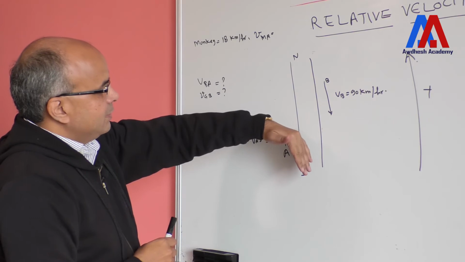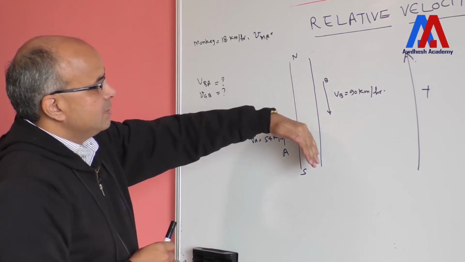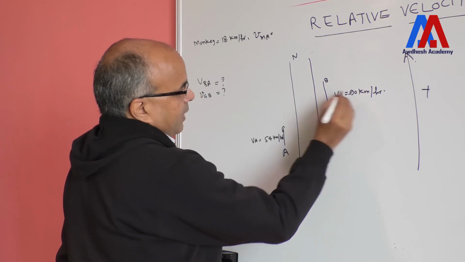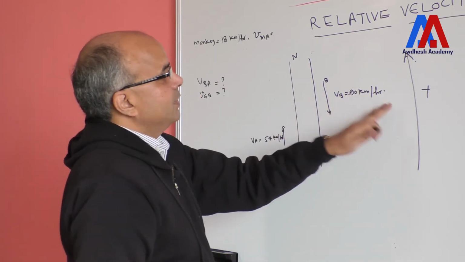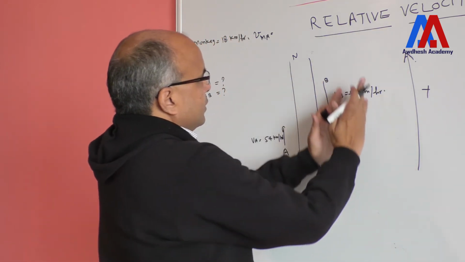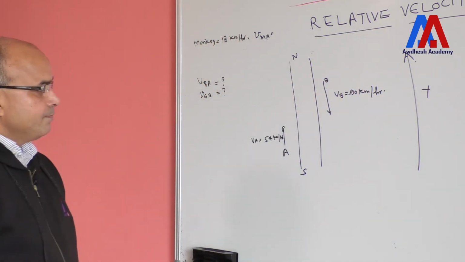On the opposite side, B train is moving, and therefore this VB will become minus 90 km per hour, because once we take this as a positive direction, this naturally becomes a negative direction.